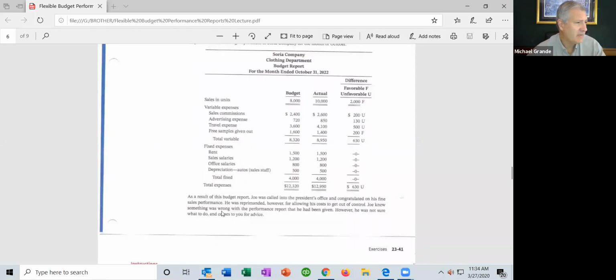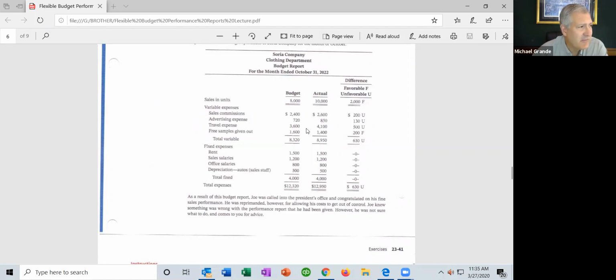Let's read on. As a result of this budget report, Joe was called into the president's office and congratulated on his fine sales performance. He was reprimanded, however, for allowing his costs to get out of control. Joe knew something was wrong with the performance report that he had just been given. However, he was not sure what to do and comes to you for advice. So he's looking at this budget report, which is a static budget report, which is a comparison between the estimated level of activity and the actual level of activity. So sure, he sold more units than he should have, but he's got these unfavorable variances.